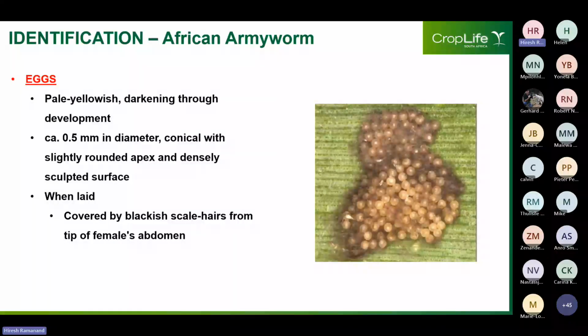The eggs of Spodoptera exempta are pale yellowish, darkening through development until just before hatching. The black head capsules of the larvae can be seen through the shells. Each egg is about 0.5 millimeters in diameter, conical with a slightly rounded apex and a densely sculpted surface. Eggs laid are generally covered by blackish scale hairs from the tip of the female's abdomen, and this covering may be sparse on later batches.